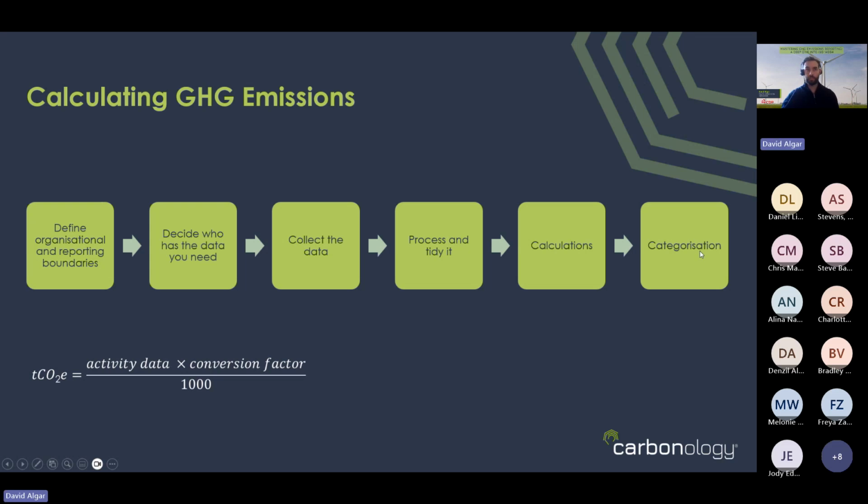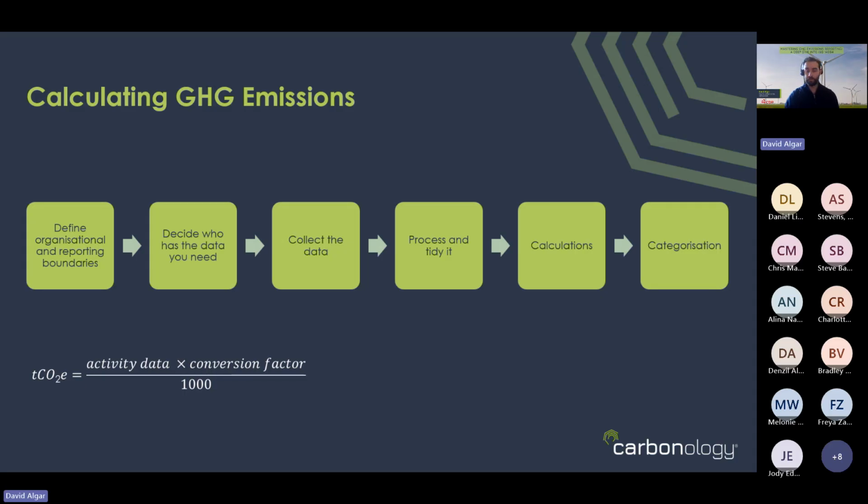Next, I wanted to touch on how to calculate GHG emissions. I won't talk about this too much because, again, I think that's something that warrants a whole webinar on its own. To start, define organizational reporting boundaries, which is a fancy way of saying sites and sources, which I'll elaborate on in a moment. But again, going back to the principles, you want to include everything that's required of you and everything that's material.